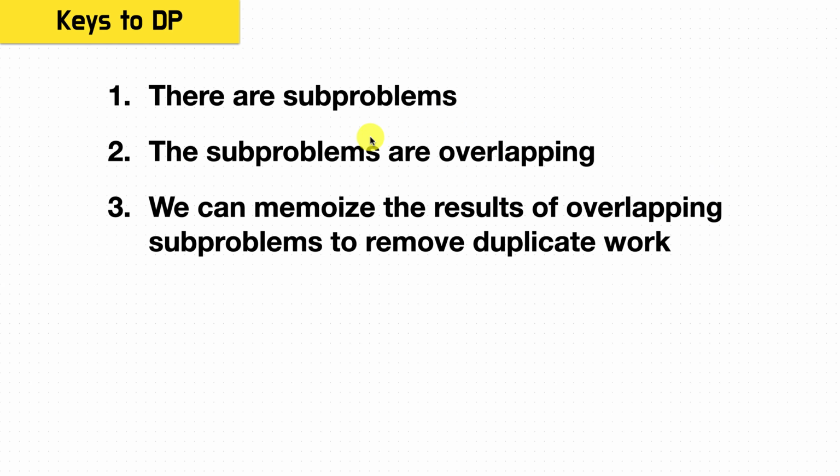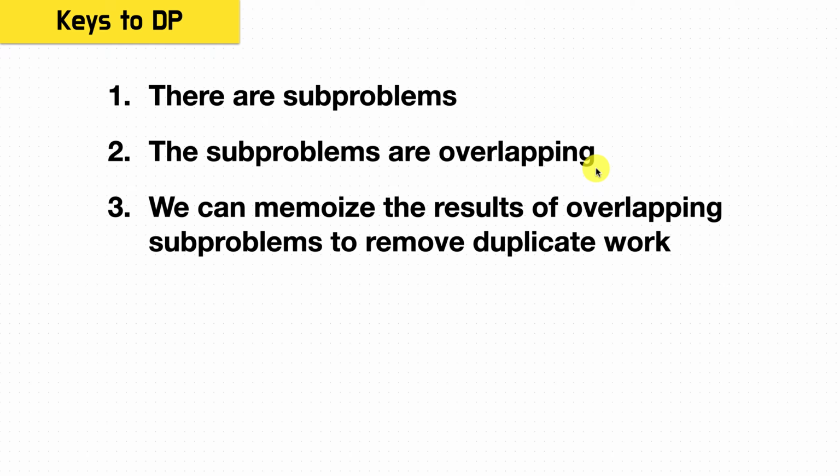The second key is that the subproblems are overlapping. This happens when the solution algorithm requires the result from the same subproblem multiple times, which means the subproblem is being called with the same input more than once. Finding the same solution repeatedly creates duplicate and unnecessary work.